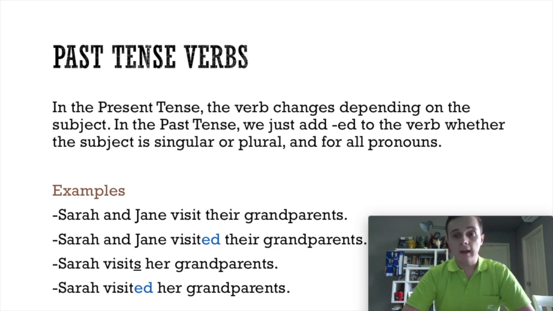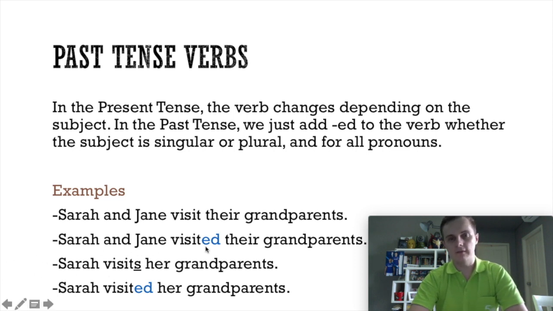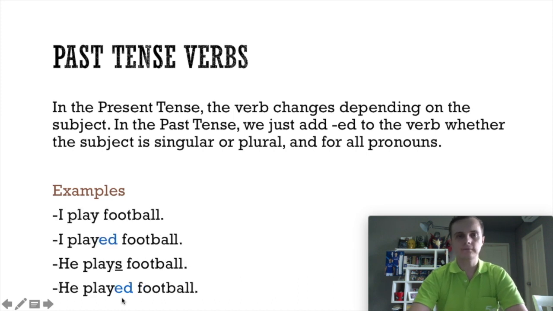But when we have a singular noun in the subject, Sarah visits her grandparents. When we have the singular noun in the subject, we had to add s to the verb visit. But when we do it in past tense, it's the same as if we've got a plural noun in the subject. So you can see Sarah and Jane visited, Sarah visited her grandparents. We use the same verb no matter what the subject is.